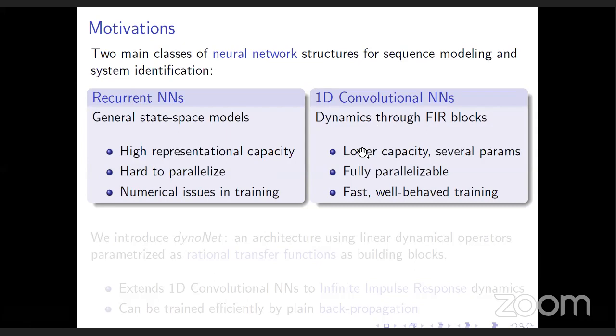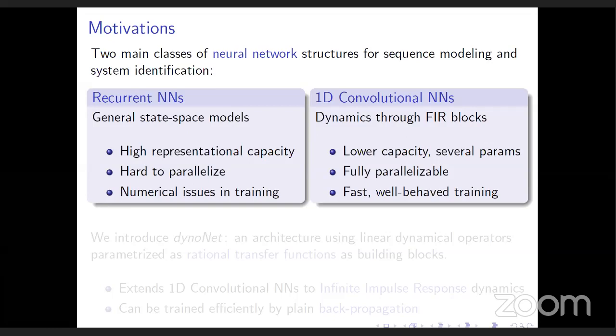We have then 1D convolutional neural networks. In these networks, the dynamics is represented by convolution, so basically by finite impulse response blocks. In this sense, they have a lower capacity. They are built as an interconnection of FIR and static nonlinearities. They are basically nonlinear FIRs. And also, they may require several parameters. If we have a system with a long memory, we have to store basically what, in the linear case, is the impulse response.